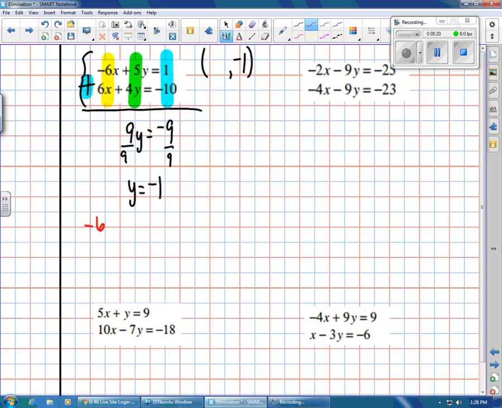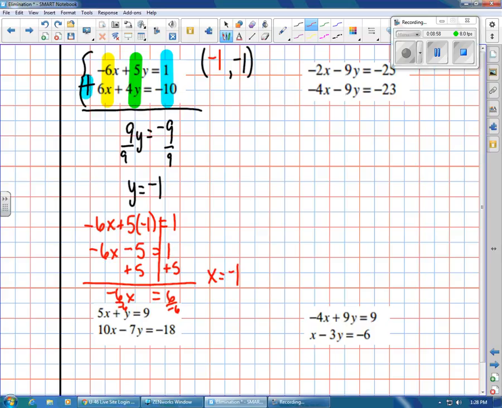So negative 6x, yes, I'm solving for x, plus 5 times negative 1 equals 1. So I need to find out what value of x will make this true. Negative 6x, 5 times negative 1 is going to be minus 5 equals 1. Add 5 to both sides of the equal sign. And negative 6x equals 6. Divide both sides by negative 6. And x is equal to negative 1. So x and y are negative 1.